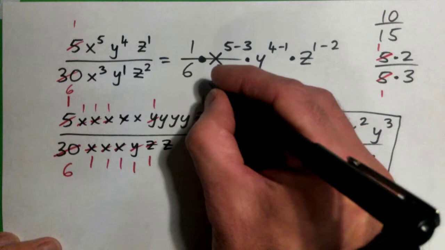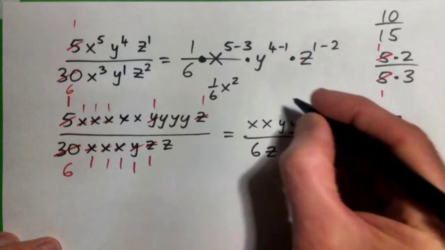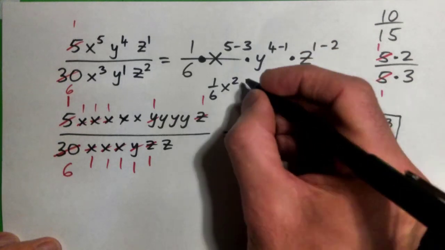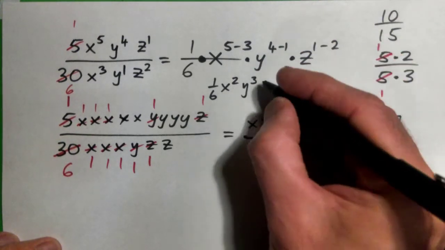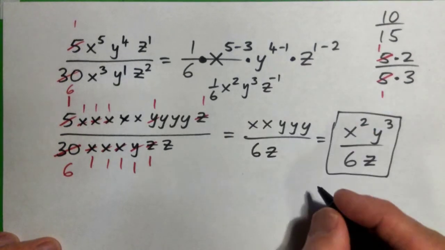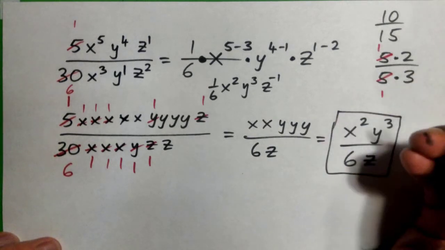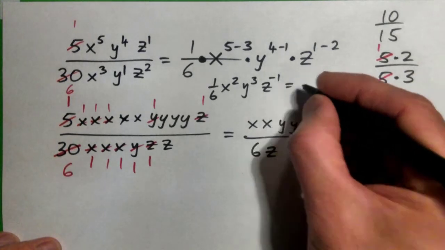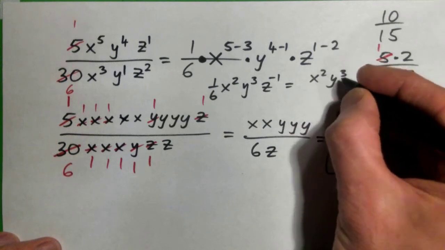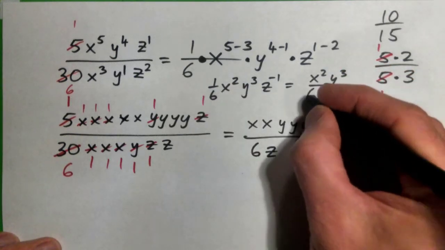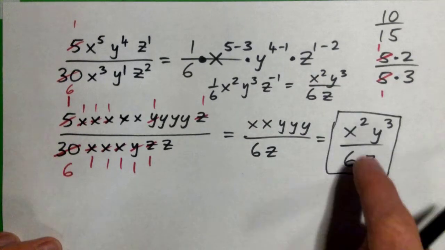So what we get is 1/6. And x, 5 minus 3, that's x squared. And y to the 4 minus 1, that's y to the power of 3. And z to the power of 1 minus 2, that's z to the power of negative 1, right? And z to the power of negative 1 is actually 1 over z. So what we get is the same thing on the top, x squared y cubed. On the bottom, it's 1/6, so over 6, and this is 1 over z, so z on the bottom. So you end up with the same thing.